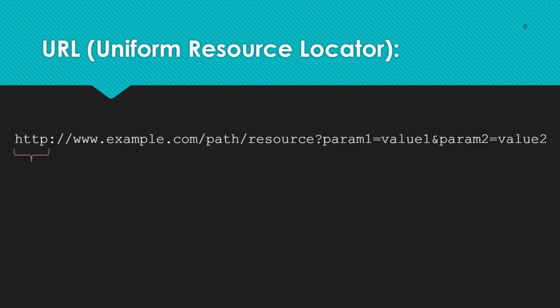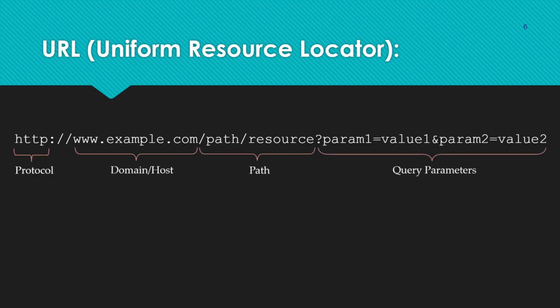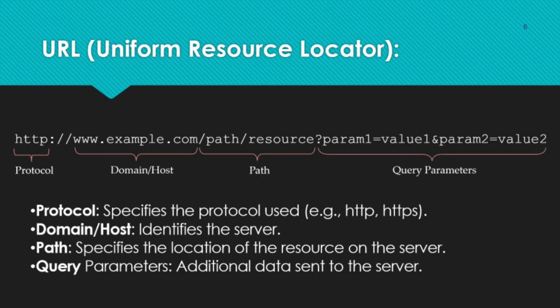So we can see in the beginning the protocol mentioned and the domain name afterwards, the path of the resource and the parameters or queries that we are sending to the server. Protocol specifies the protocol used, for example HTTP or HTTPS. Domain/host identifies the server. Path specifies the location of the resource on the server. Query parameters are additional data sent to the server.